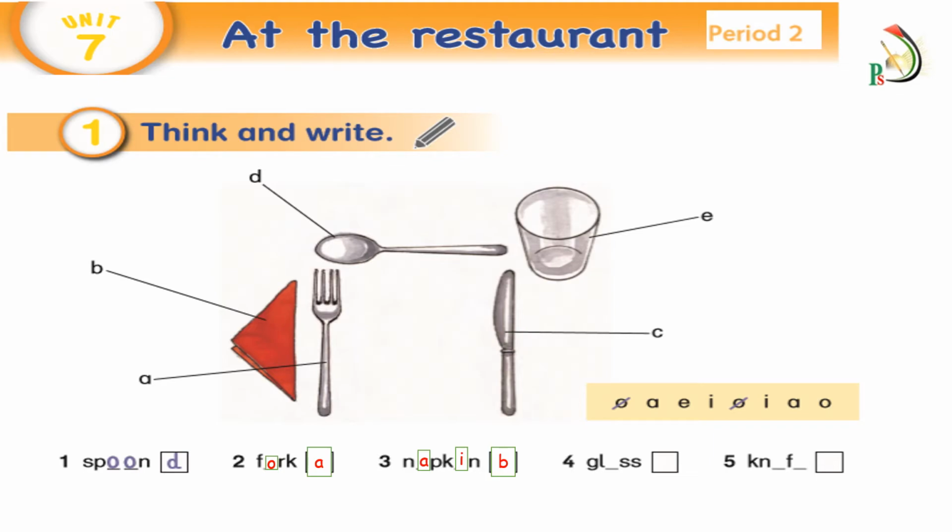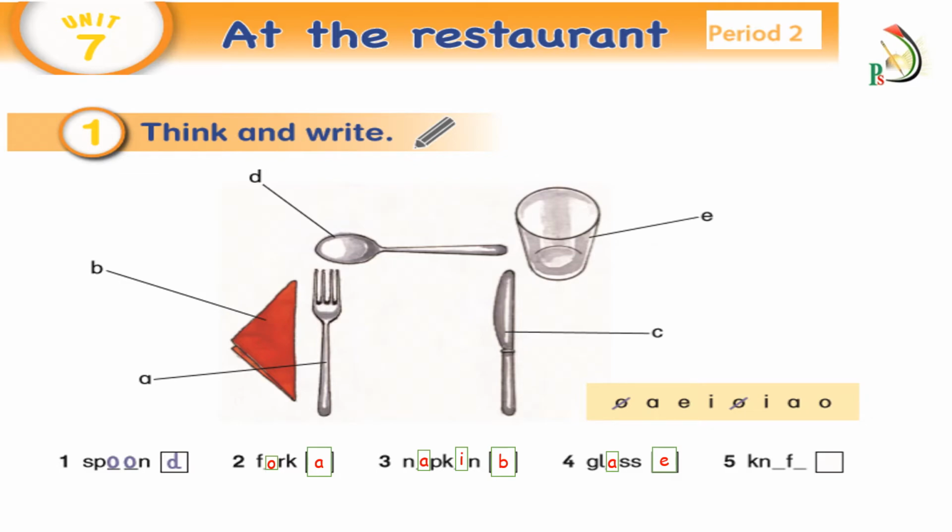Now let's move to number 4. G L space S S. Can you write here the missing letter? Please write the missing letter in the space. Check your answer now. Glass. Excellent. Now glass, which picture? Write the answer down in the box. This is picture E. Excellent. Glass, picture E.